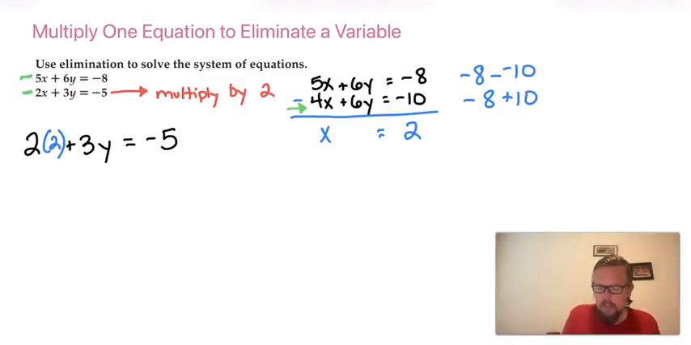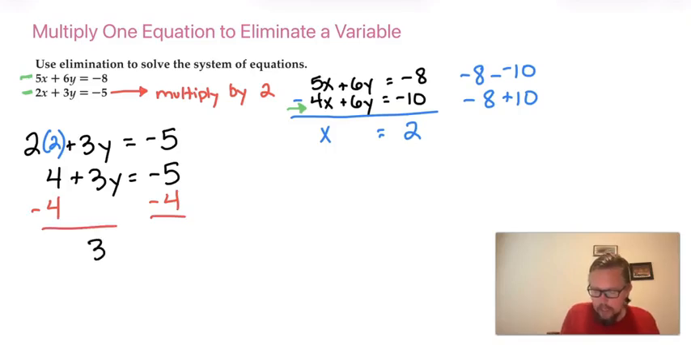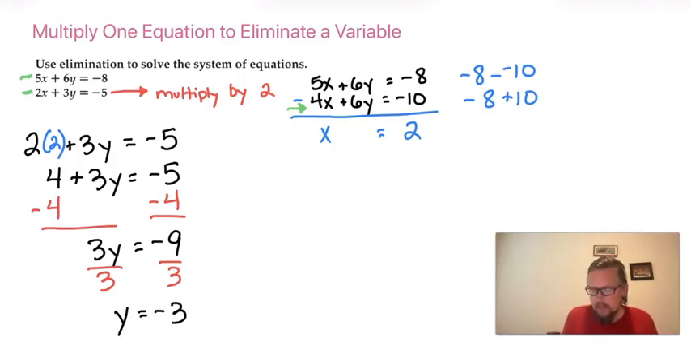We'll simplify first. 2 times 2 is 4. And so we've got 4 plus 3y equals -5. And now we'll use the subtraction property of equality. That gives us 3y equals -9. And then now just the division property of equality gives us the solution. So we get y equals -3. So our x value was 2, our y value was -3, which means the solution to this system is 2, -3.